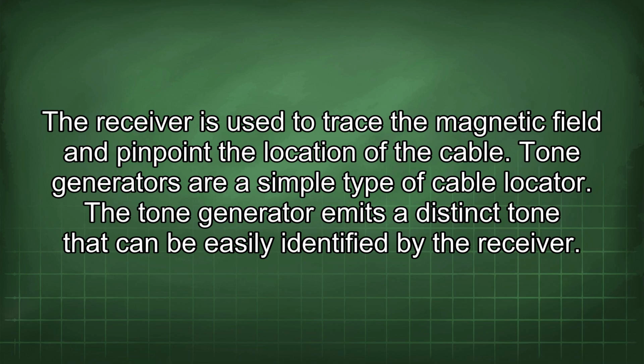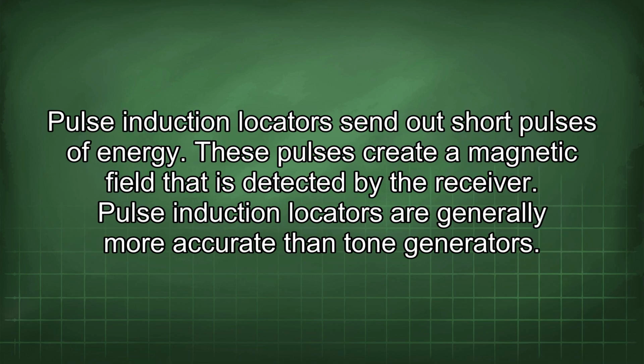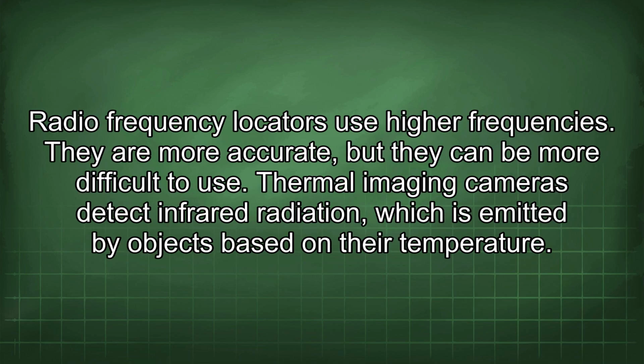Tone generators are a simple type of cable locator. The tone generator emits a distinct tone that can be easily identified by the receiver. Pulse induction locators send out short pulses of energy. These pulses create a magnetic field that is detected by the receiver. Pulse induction locators are generally more accurate than tone generators. Radio frequency locators use higher frequencies. They are more accurate, but they can be more difficult to use.